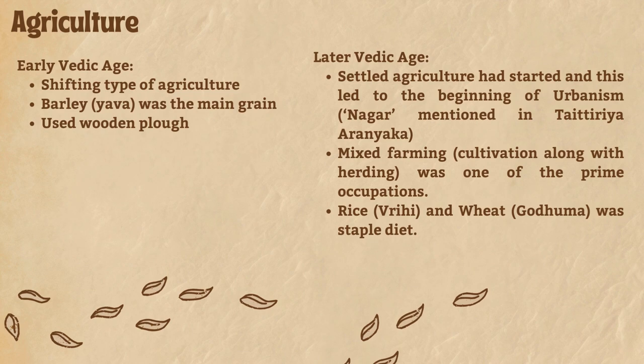How did they produce, and what all did they produce for survival? Shifting type of agriculture. Barley, yava, was the main grain and usage of the wooden plough was widely seen during the early Vedic age. On the contrary, settled agriculture had started and this led to the beginning of urbanism, Nagar, mentioned in the Taittiriya Aranyaka. Mixed farming, cultivation along with herding, was one of the prime occupations. Rice, vrihi, and wheat, godhuma, were the staple diet.